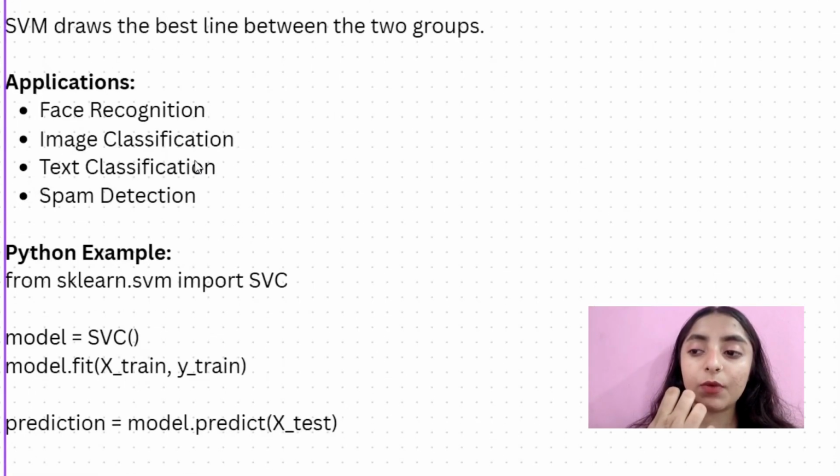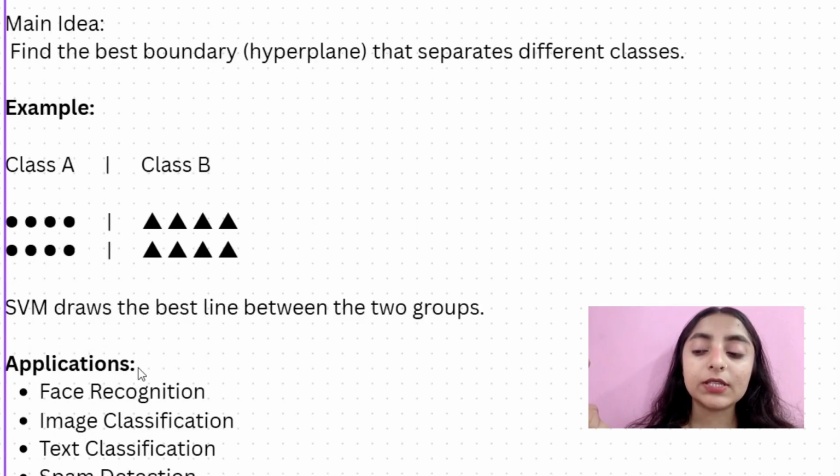Data points which are closest to the boundary are called support vectors, and this often leads to better classification performance. The Python program is coming like this: from sklearn.svm import SVC. We are importing SVC from SVM. Model is equal to SVC.